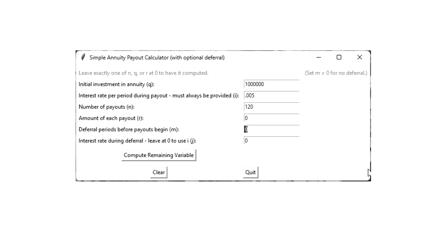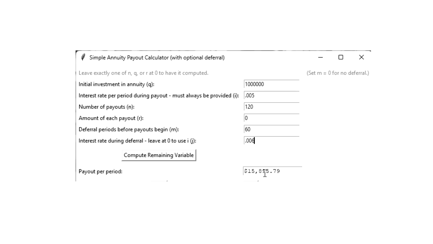So let's say you wait 5 years before you start taking any money, and let's say your interest rate is a little bit more aggressive. You're willing to take a little bit more of a chance during this deferral period. Okay, so the money accumulates interest for 5 years, your $1 million, and then at the end of those 5 years, you start taking payments. So let's see what happens in this case.